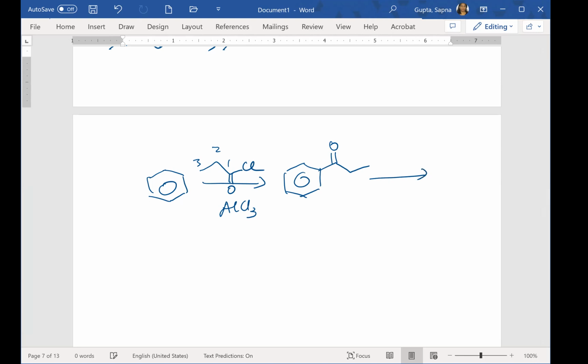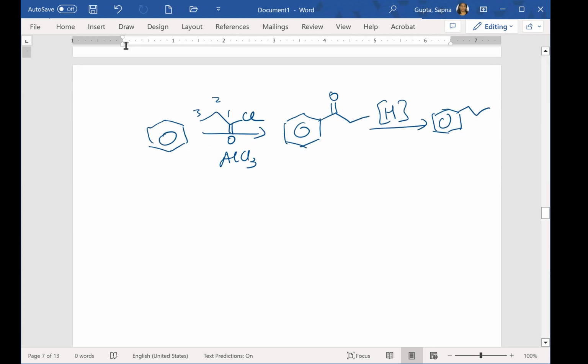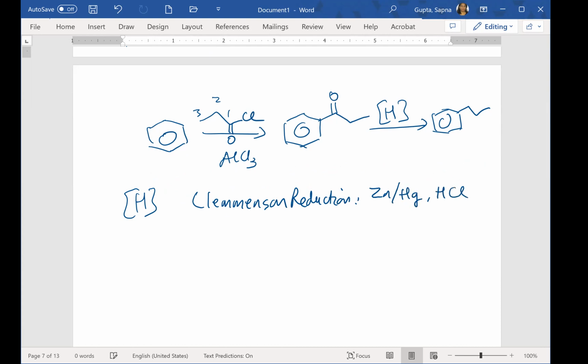Well, you can reduce this now. So if you reduce the keto group, then you can get propyl benzene. So it's a 2-step process, but it's doable. What is the reducing agent here? There are 2 that you have a choice of working with. One is called Clemmensen reduction, which uses zinc and mercury in presence of hydrochloric acid.